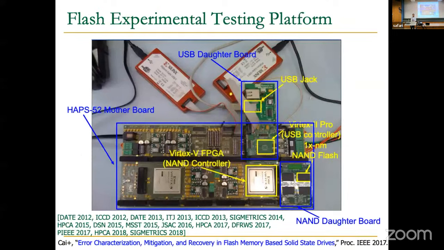Okay, so this is the infrastructure again that is used for testing NAND flash memories. So you have the controller here and the flash chip here. And you have some other controls here, basically, to make this work. This is a HAPS-52 motherboard. I'm not sure if we can give access to this. I'm not fully familiar with the protocols about that. But if you're interested in running some NAND flash tests, you're also welcome. We can do our best to provide you with the necessary infrastructure.